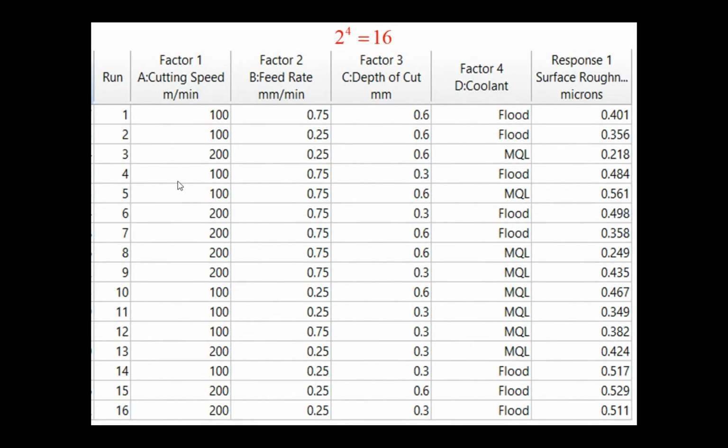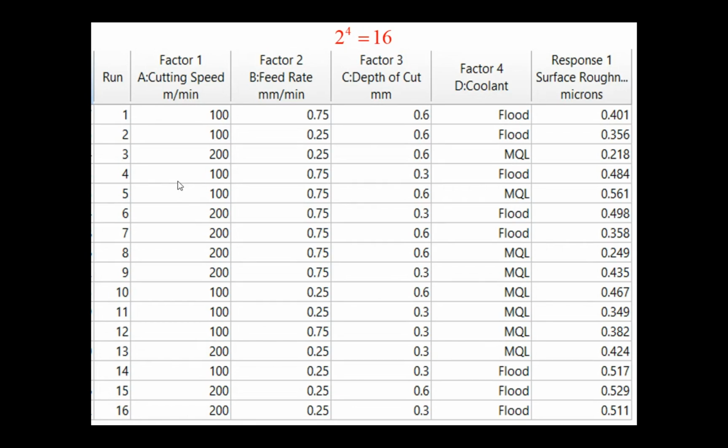So this is another example. Here I have 4 inputs and each input is varied by 2 level values. So k is equal to 4 and the number of levels is 2. So 2 power 4 is equal to 16.